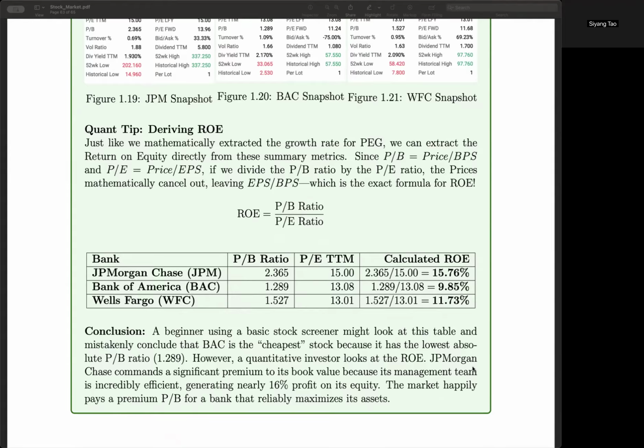To wrap up, relative valuation metrics like PEG and ROE are the ultimate filters. They prevent you from falling into value traps where a stock looks cheap on the surface, but is actually fundamentally weak underneath. In our next and final video for this chapter, we're going to combine everything we have learned into one master tool, the Quant Lab Valuation Matrix.